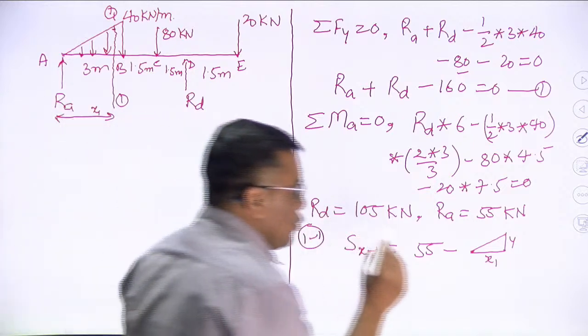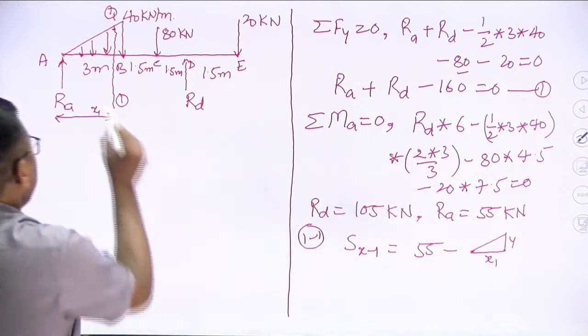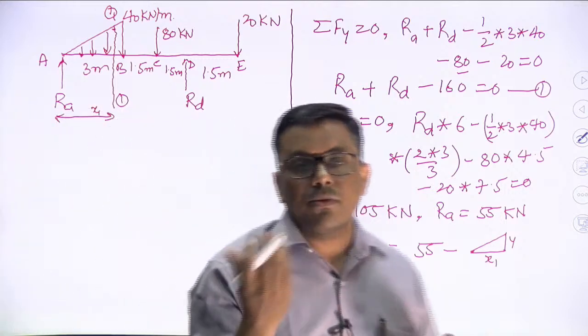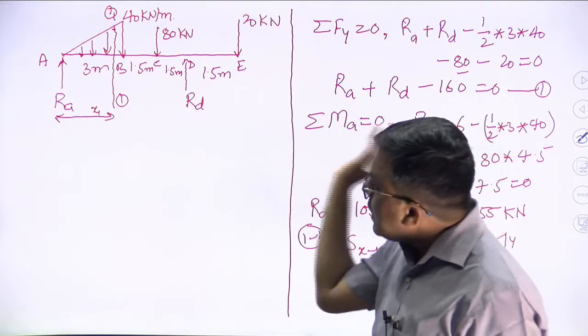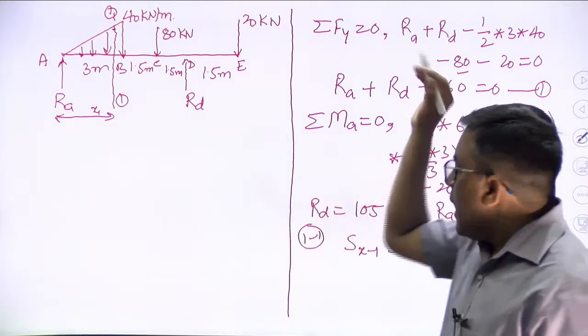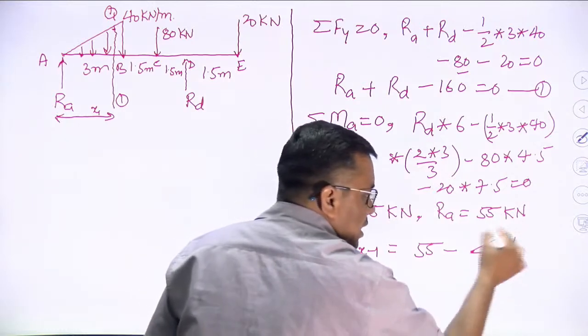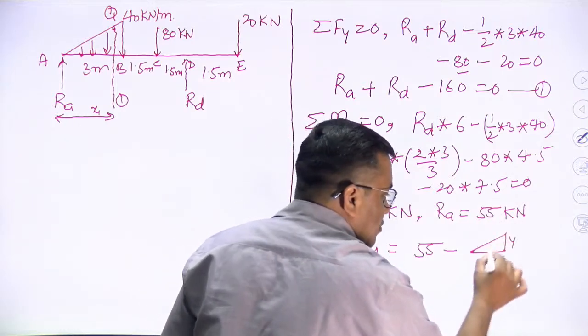So this much of UVL, from where to where? From A to x1. And negative, why is it negative? Very clear, because it is on the left side of the section plane and downward. So 55 minus this. Now I have to find out the load because of this triangle, which is of x1 base and y.